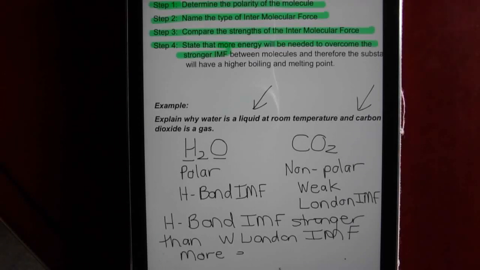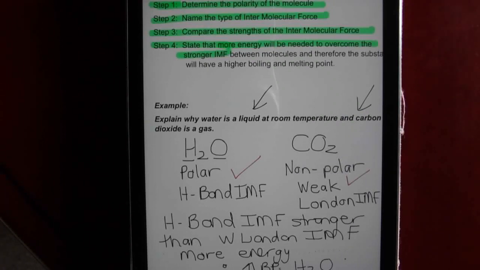And then don't forget the last step, because then you have to say, therefore, and you're allowed to use the 3 dots in science. Therefore, more energy is needed to overcome these stronger intermolecular forces, and therefore I'm going to have a higher boiling point for water, and it's going to be a liquid at room temperature.